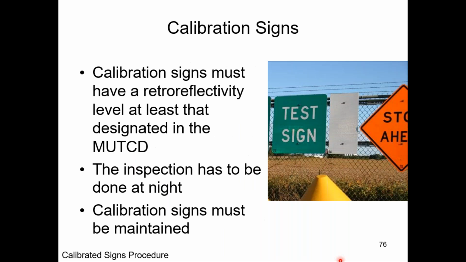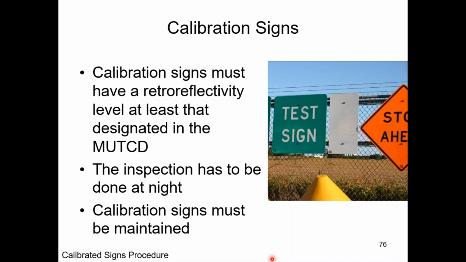And here you see another agency's setup. They mount them on, looks like the fence maybe around the maintenance yard. And again, these calibration signs must have a retro level at or above the minimum value designated by the MUTCD.